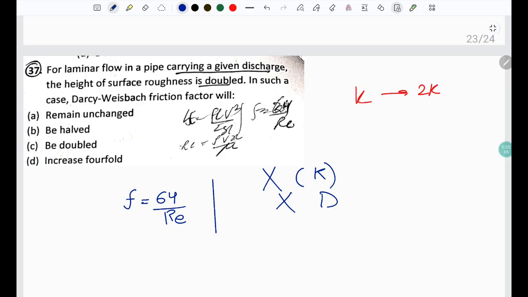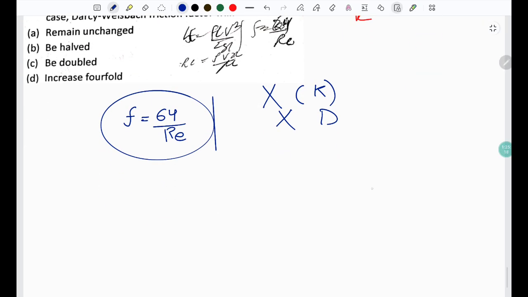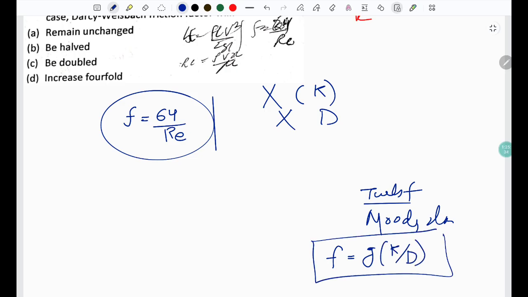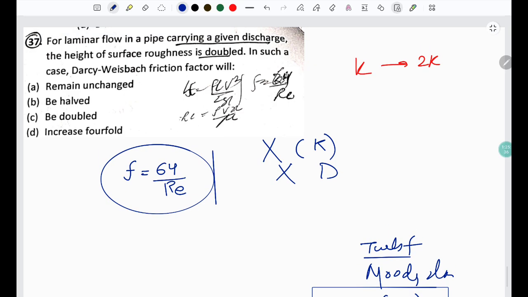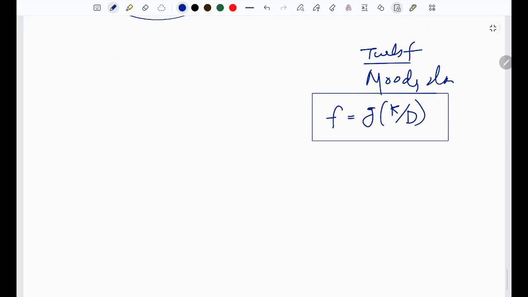So as long as it is in the laminar flow, the friction factor is just dependent upon the Reynolds number and not how the roughness changes. But when you are in the transition or the turbulent flow, there comes the Moody's chart where the friction factor is dependent, or you could say a function of K by D. Hence there things will be different, but in this case it will remain unchanged. Hence A is the correct answer. Let's move on to the next question.